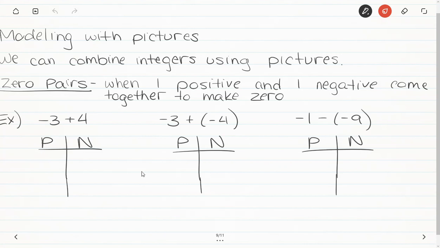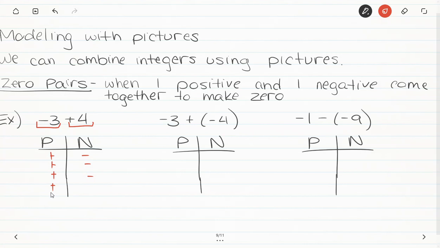We're going to first look at the terms. The terms in the first one, I have a -3 and then a +4. So we're going to document those terms below. I have 3 negatives, so I'm going to write them in. 1, 2, 3. And I have 4 positives. They're going to have to go on the P side for positive. And I'm going to draw 4 positives.